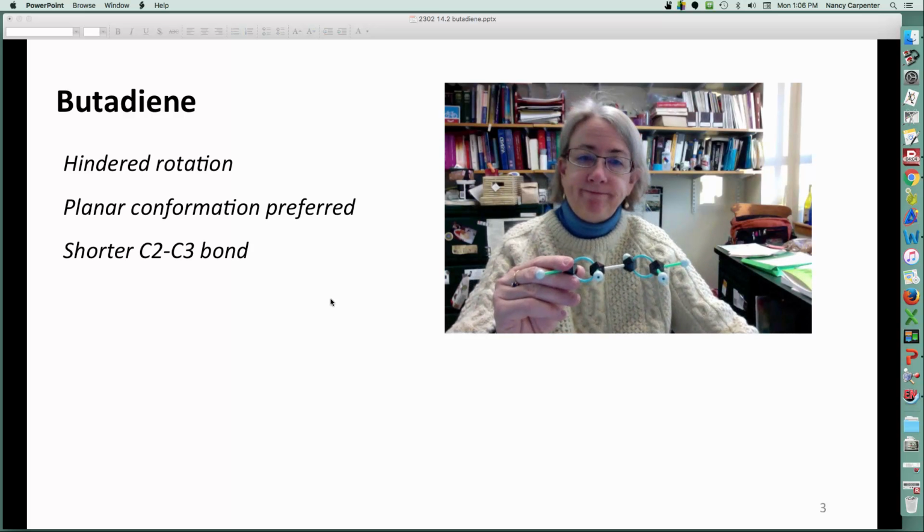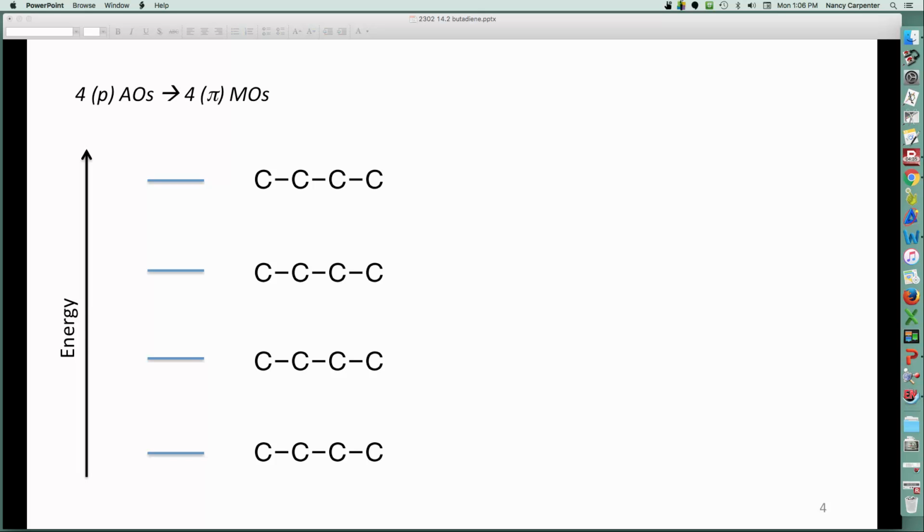Okay then. So, these properties of butadiene can't be explained unless we understand the molecular orbitals that are involved in its structure: the hindered rotation, the fact that it prefers to be planar, either S-cis or S-trans, with S-trans being the more stable conformation, and the fact that the C2-C3 bond is not a normal single bond. It's all about orbitals. So let's do the same thing we did in the last mini lecture, which is look at our molecular orbital energy diagram.